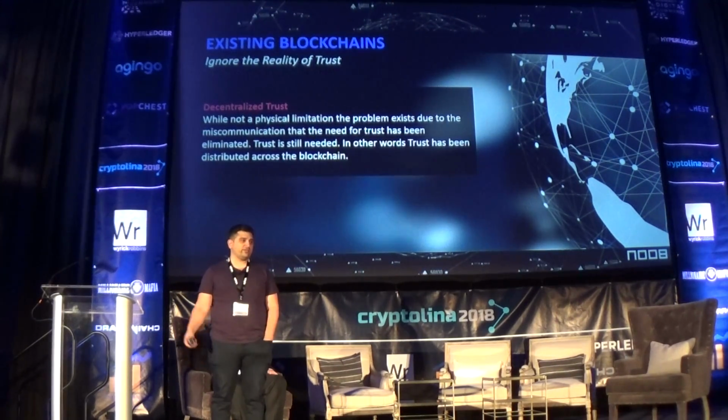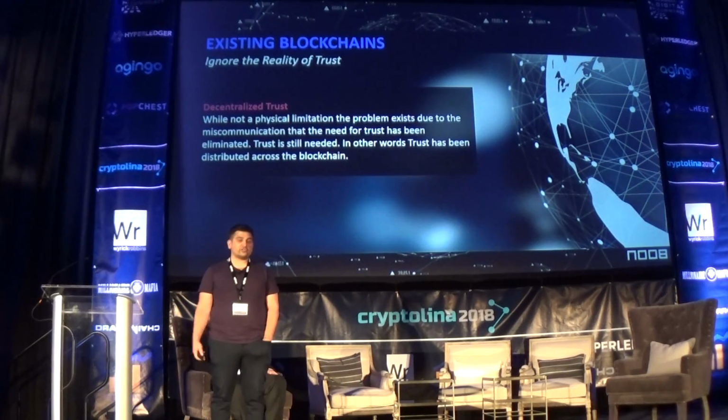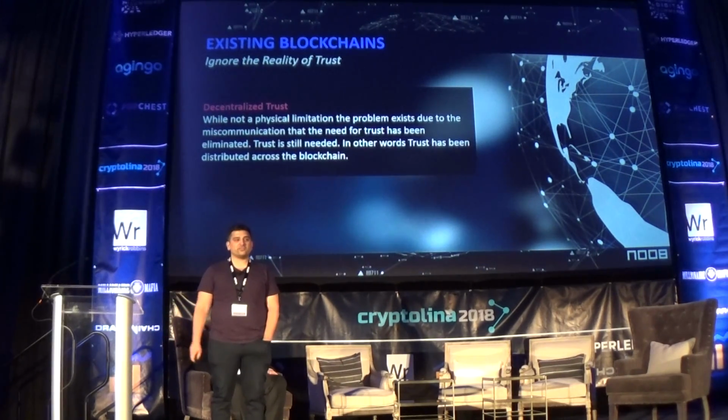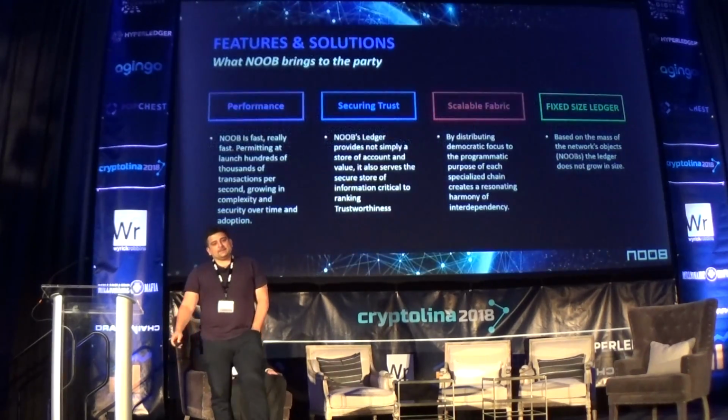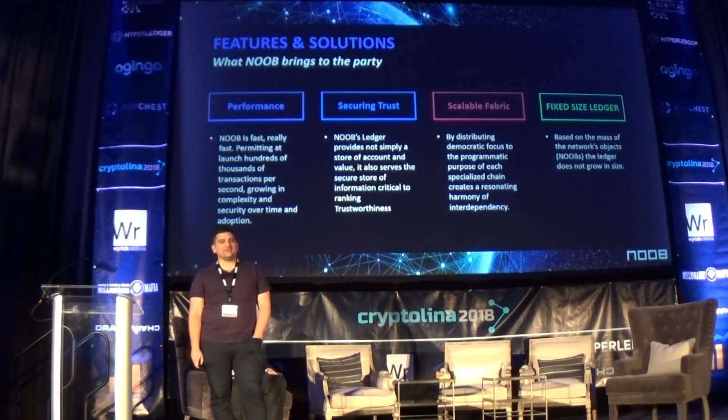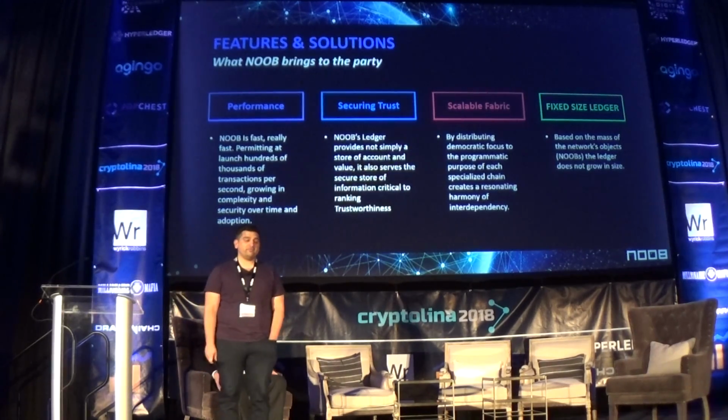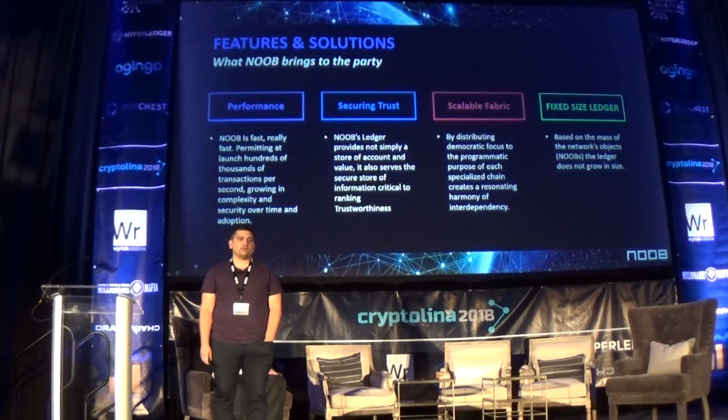You can trust the network, and it's distributing and essentially decentralizing the trust. You don't get rid of it. So what we bring to offer and what we built is performance. NOOB is fast, as it says up there, really fast. In our proof of concept, we were able to reach hundreds of 10,000 transactions per second.